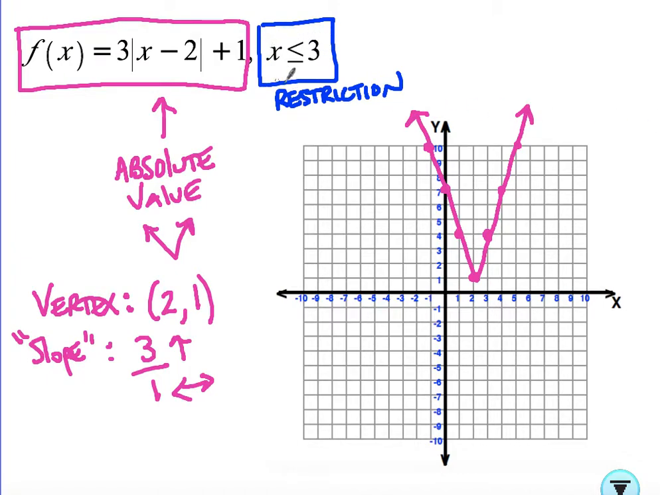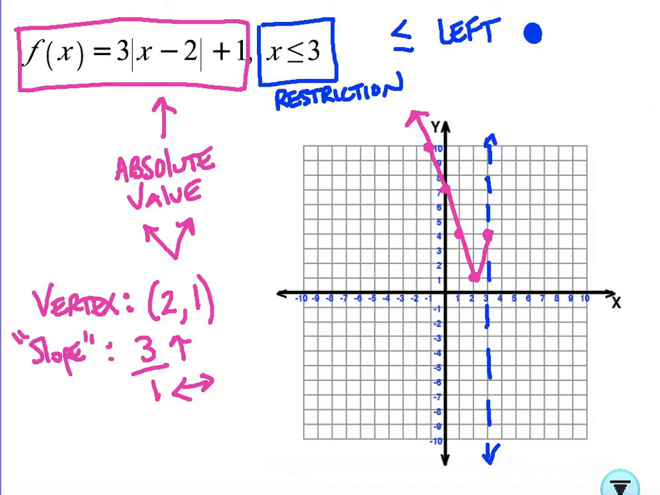And now we're going to look at our restriction. So we're going to draw a vertical line at 3. So here's 3 on the x-axis. We're drawing our vertical line. Okay, and we have a less than or equal to, which means we need to stay to the left of that vertical line. And because it has the "or equal to" part, it's going to be a closed dot wherever it would hit the line. So I only want the pink graph to the left of this blue line. So that means I'm going to erase anything that's to the right of the blue line.